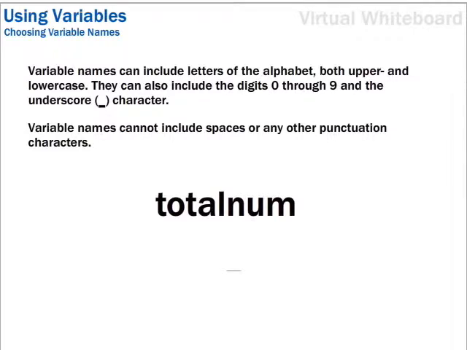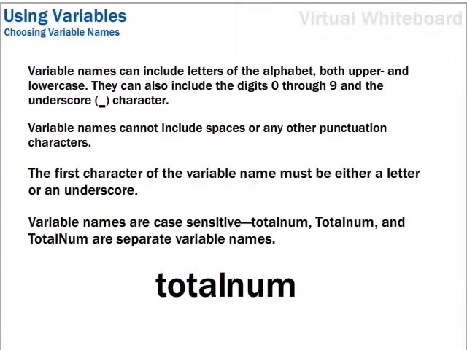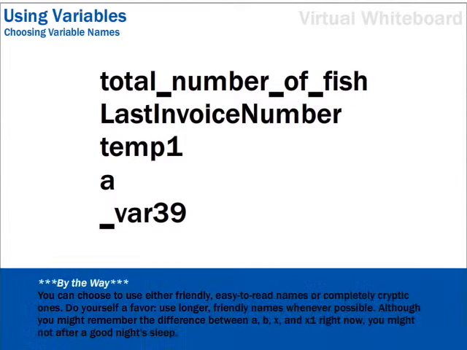Variable names cannot include spaces or any other punctuation characters. The first character of the variable name must be either a letter or an underscore. Variable names are case-sensitive. Total num, and total num are separate variable names. There is no official limit on the length of variable names, but they must fit within one line. Using these rules, these are some examples of valid variable names.